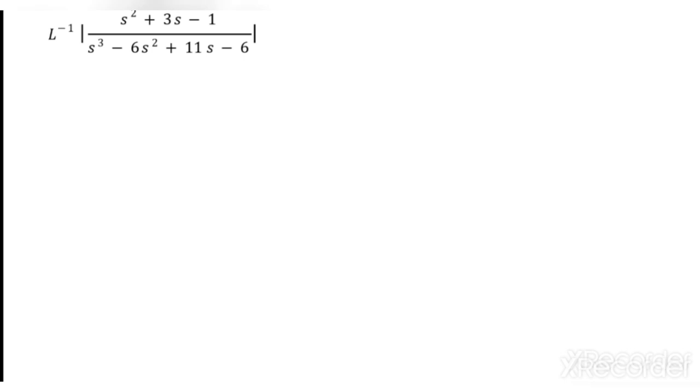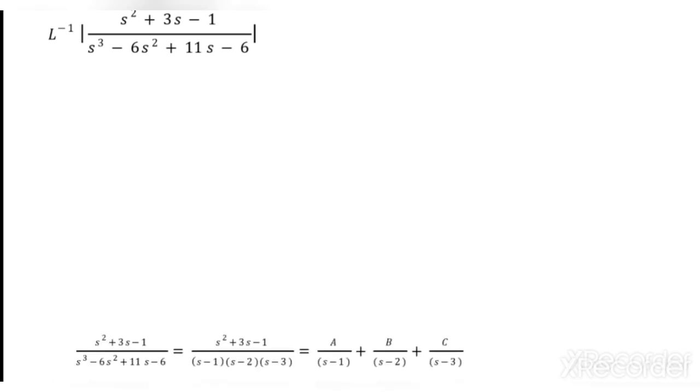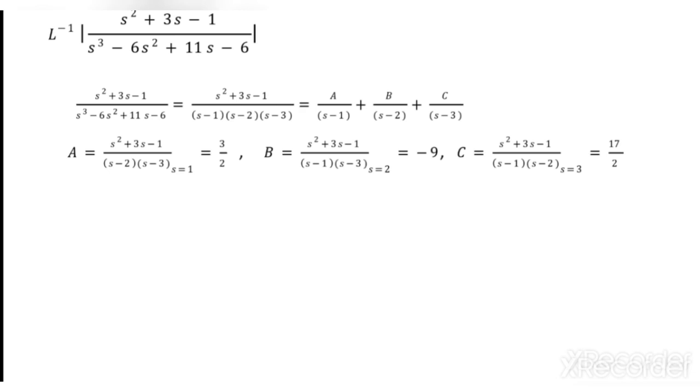So one last problem for our practice: s square plus 3s minus 1 by s cube minus 6s square plus 11s minus 6. Correct? Again the same method. In the denominator we have a cubic expression, for which we obviously cannot directly get L inverse. So try to factorize it. Using a calculator we can get the roots first. 1, 2, 3 are the roots. That's why s minus 1, s minus 2, s minus 3 will be the factors.